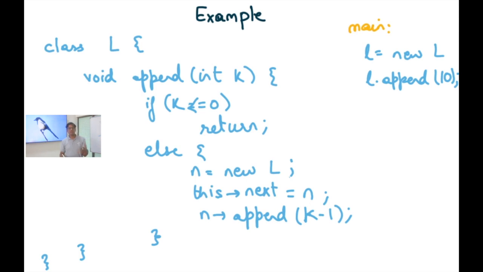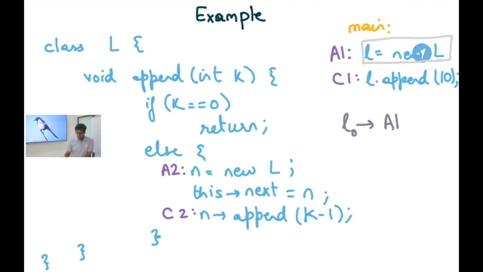Okay, so now let's say I run my object-sensitive points-to analysis on this program. The first thing to do here is to identify all the allocation sites. So the allocation sites are A1 in the main function and A2 in the append function. Also, it's important to identify the call sites. So that's C1 here and the recursive call C2 here.